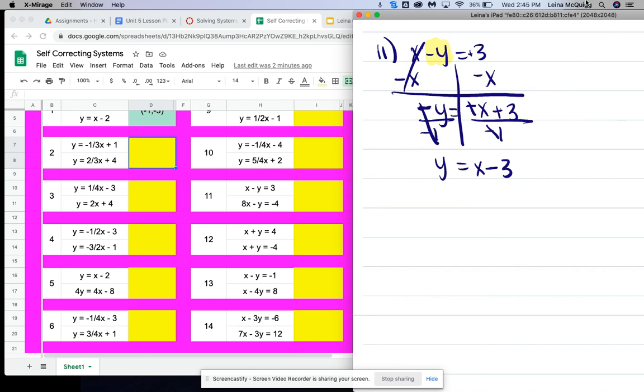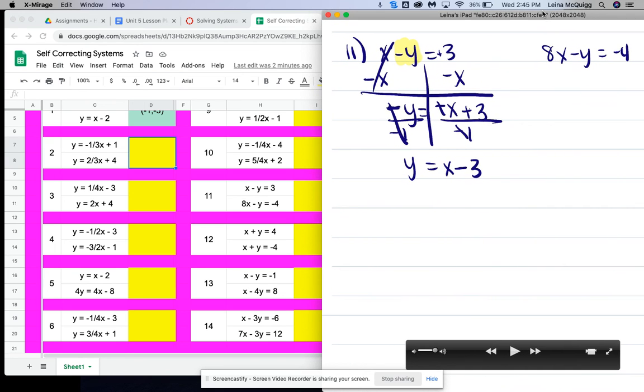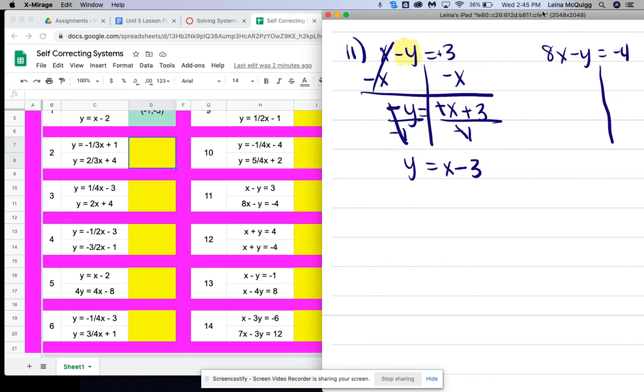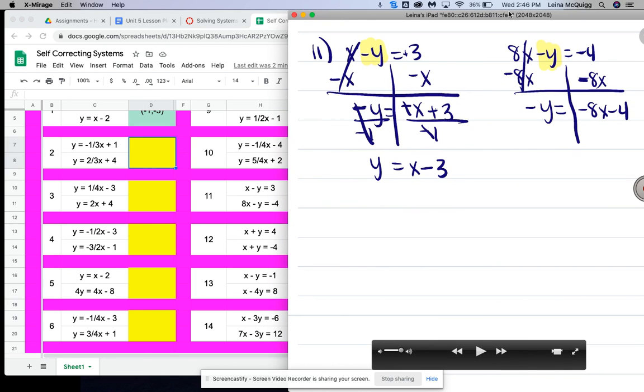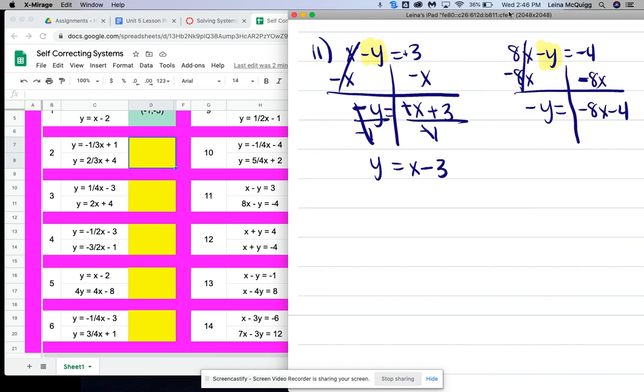Then we have this second equation that looks like 8x minus y equals -4. Let me just drag this over just a tiny bit so you can see. Again, I want to leave y here by itself, so I'm going to subtract 8x from both sides. 8x minus 8x is 0. I just have negative y. Then I have negative 8x minus 4. There's a negative sign here and a negative sign here, so both of those have negative signs with them. Y is still not by itself. I need to divide by -1.